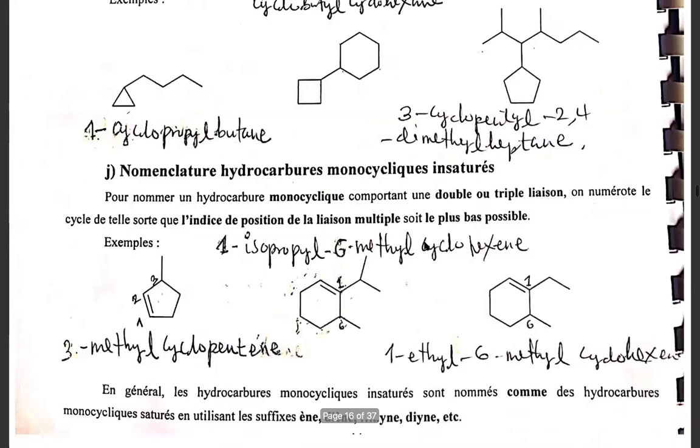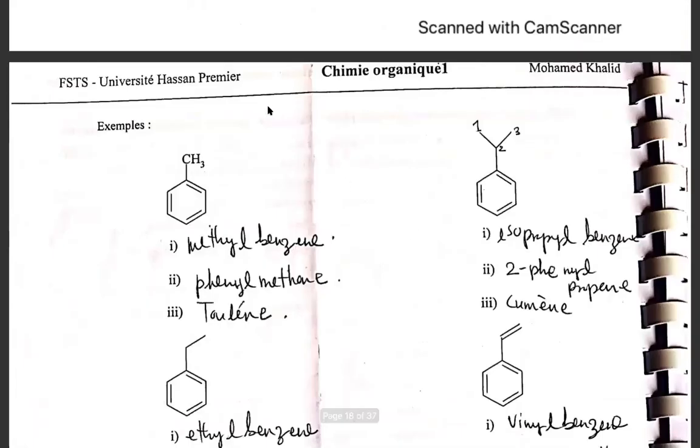So we are saying at position number 1, we have a methyl. And it will be called methyl benzene. Then the non-usual name is called toluene. You can call it methyl benzene, or you can call it toluene. Now for the phenyl methane, I'll come to that later.